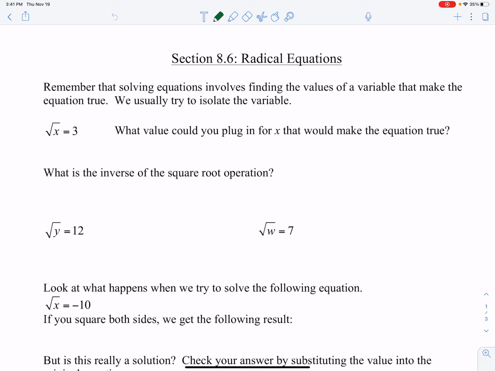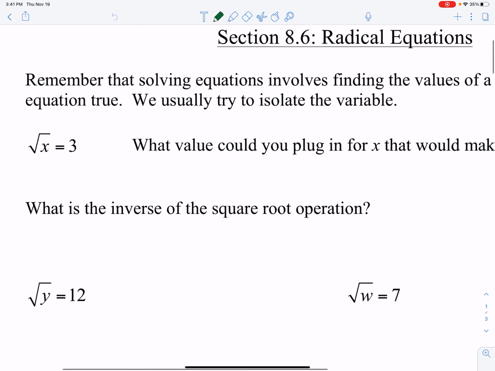In section 8.6, we're going to talk about solving equations that have roots in them. And let's start by looking at the equation the square root of x equals 3. Solving an equation means finding a value for the variable that makes the equation true. So we want to think, what could we put in for x that would make this equation true? And if you think about it, many of you may know that the number whose square root is 3 is 9. So x equals 9 would be the solution to that equation.